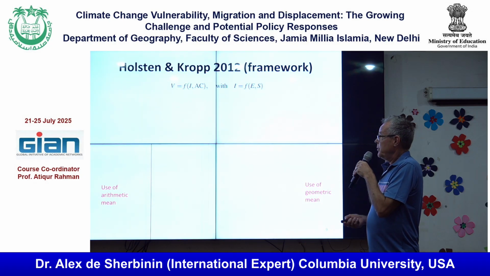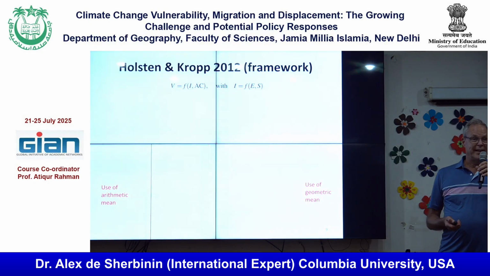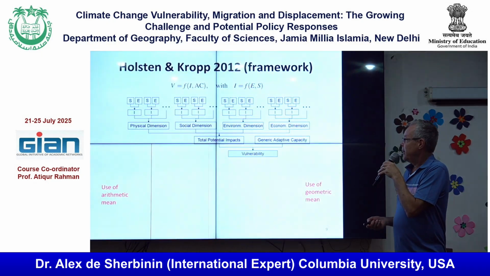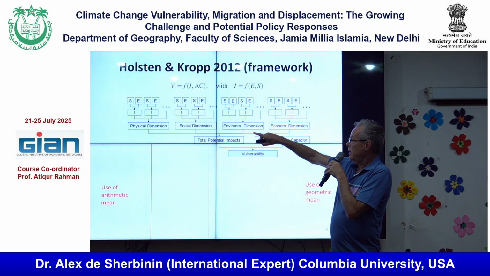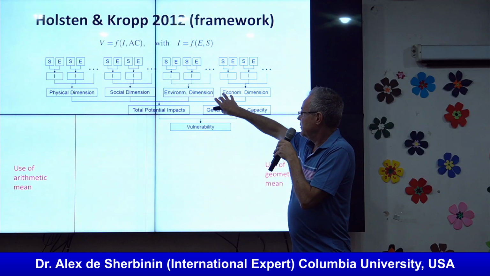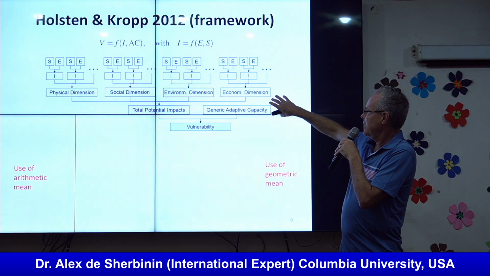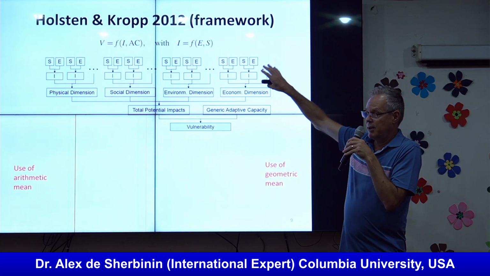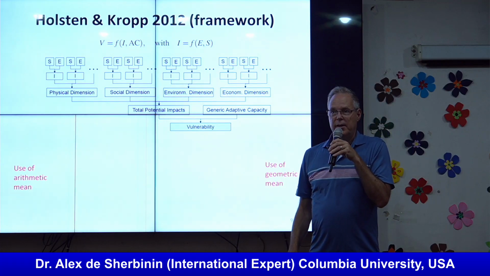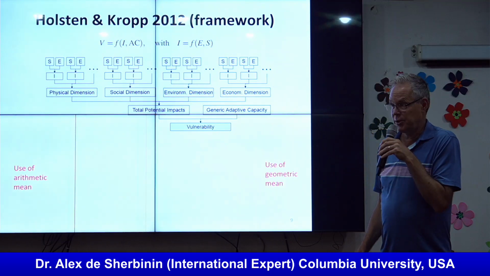So here's an example of a framing in the vulnerability mapping or vulnerability index construction realm. This framing basically says you have sensitivity and exposure that leads to impact across 4 different dimensions: physical, social, environmental, and economic. I believe this particular example comes from a flood vulnerability mapping exercise in a part of Germany.